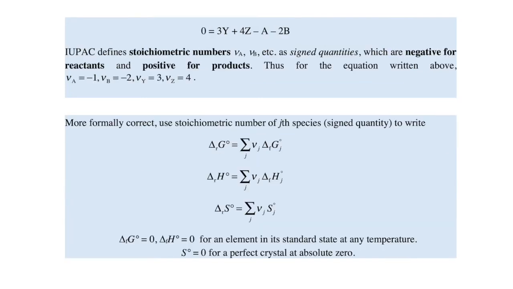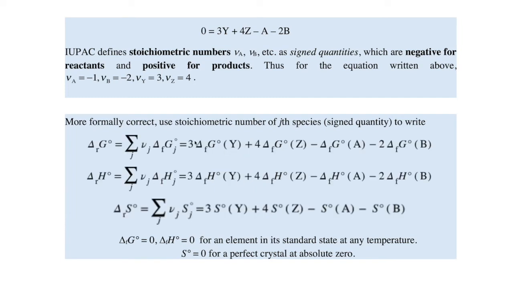What that allows us to do is to write these summations in a more compact and mathematically formally correct way. It does exactly the same thing as what we had before. We're still taking each delta G of formation for every product and reactant, and just make sure that you're subtracting reactants and adding products. Each term, of course, is multiplied by the appropriate stoichiometric number.